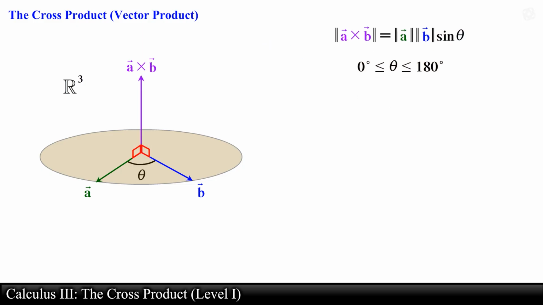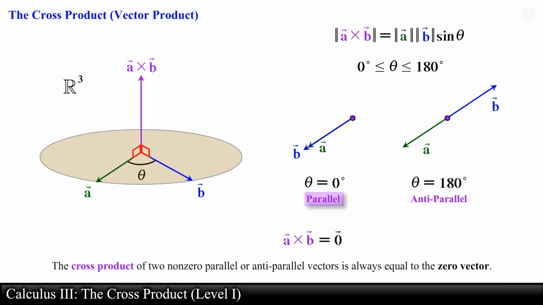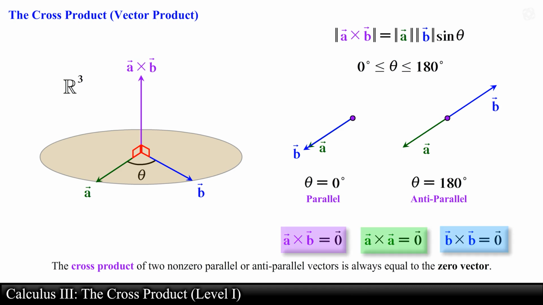With the cross product defined this way, vector A and vector B are going to be parallel when theta equals 0 degrees, and will be antiparallel when theta equals 180 degrees. In addition, the magnitude of the new vector will be equal to 0. So it turns out that the cross product of two non-zero parallel or antiparallel vectors is always equal to the 0 vector. In particular, the cross product of any vector with itself is also equal to the 0 vector. We will formally prove these properties in a much later video.